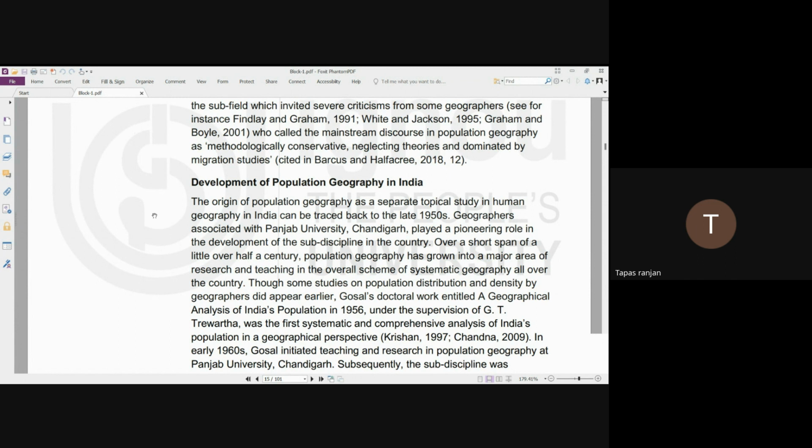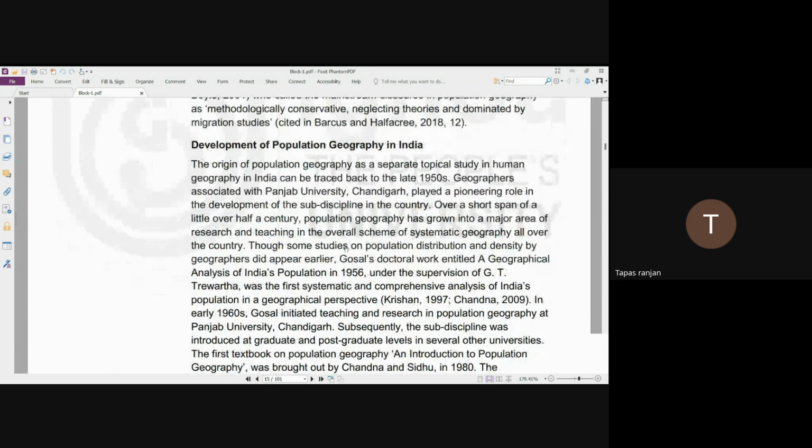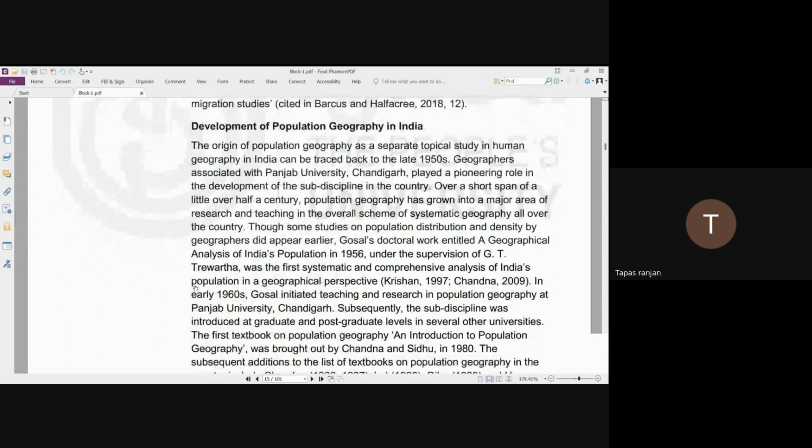Okay, and there are a few scholars who have studied the population of India. I think one scholar of G.T. Trewartha, who was from geography, Ghosal. So Ghosal's PhD work was basically based on the analysis of India's population in 1956. Whose PhD guide was actually G.T. Trewartha, and he has studied the population of India.